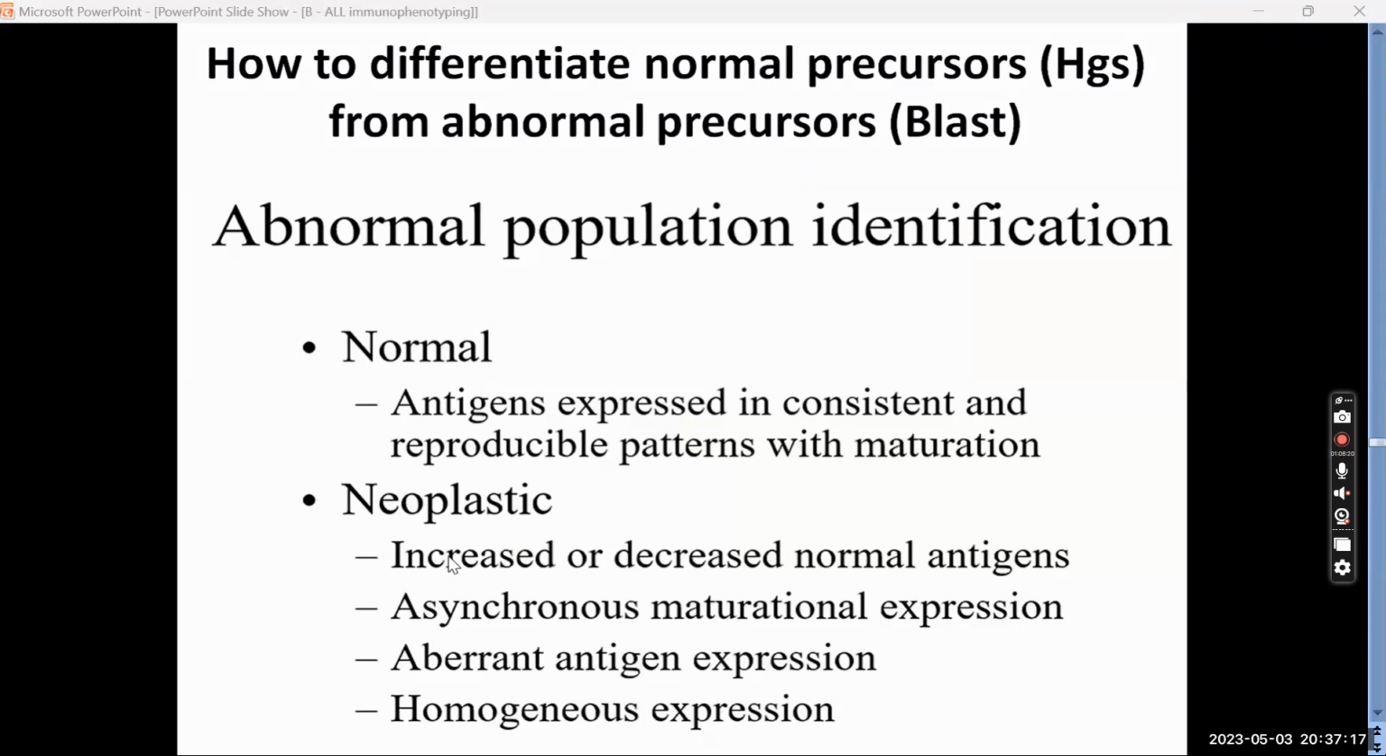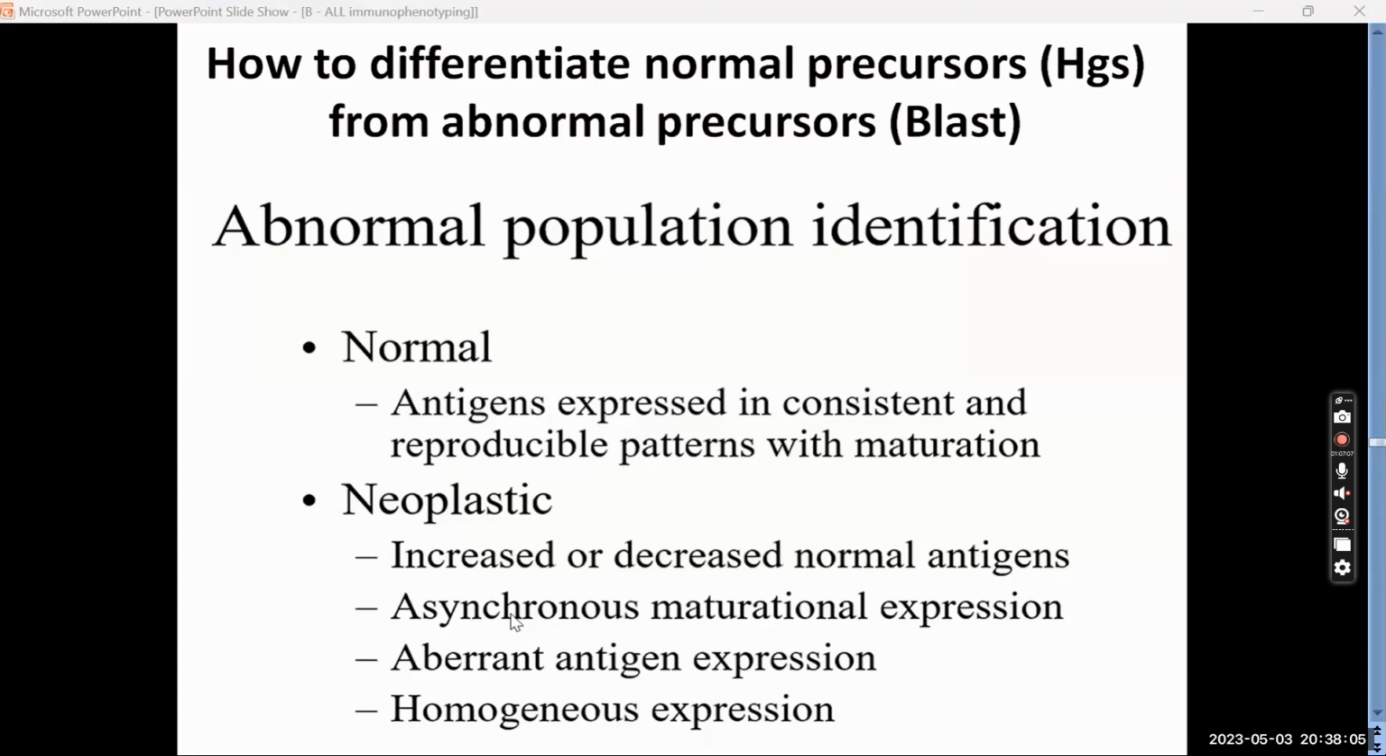For example, CD10 in hematopoietic cells, the intensity will be only moderate, but in neoplastic B-ALL, it can be bright. The intensity is very high. Similarly, hematopoietic cells will always be CD38 moderate positive, whereas B-ALL cells, CD38 can be negative, and that is a sign of abnormality. It can't be normal precursors. So decreased normal antigens. And similarly, CD19 can be bright in neoplastic cells. CD34 can be bright in neoplastic cells, whereas in normal, it should be positive, but in a typical normal fashion. That is the so-called pattern which it needs to express, whereas neoplastic cells will show increased or decreased normal antigens.